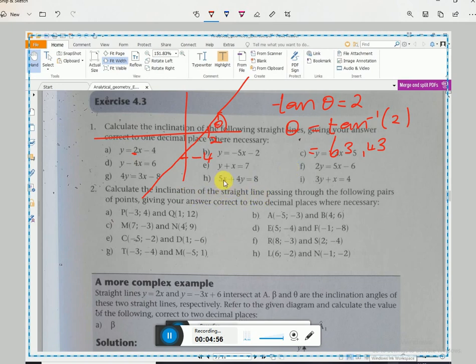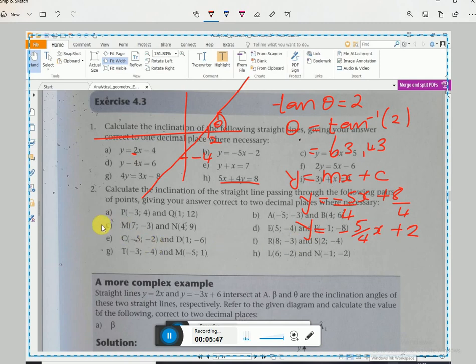Now, if, for example, you are requested to find the gradient from this type of equation, please make sure that this equation is transformed to the standard form. When we talk of the standard form, we're talking of y equals mx plus c. And then you transform this one to be the same as this one. You take the minus 5x to that side, minus 5x plus 8, divided by 4, divided by 4. So your equation will be y equals negative 5 divided by 4 x plus 2. And this is your gradient.